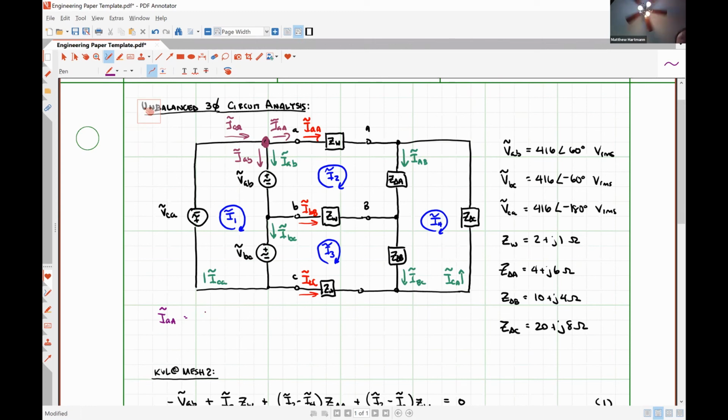Would be equal to ICA minus IAB, where we know that ICA is simply IAB times 1 angle minus 240 degrees minus IAB times 1 angle 0 degrees. And that would allow us to solve for IAB, and then once we knew IAB, we could get IBC and ICA.